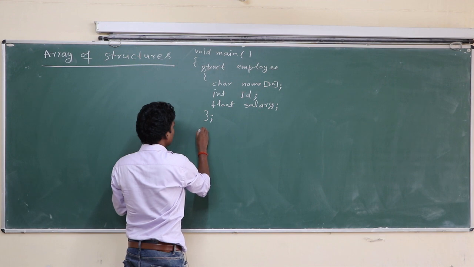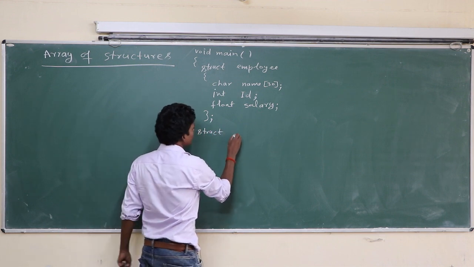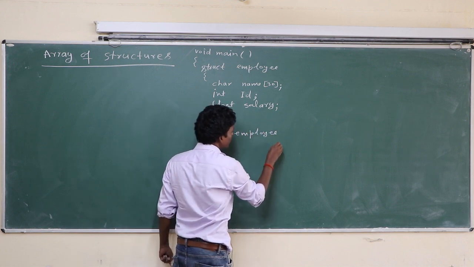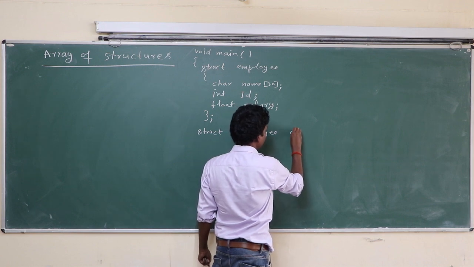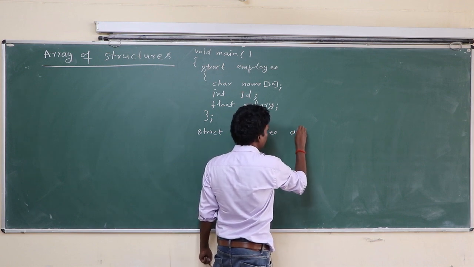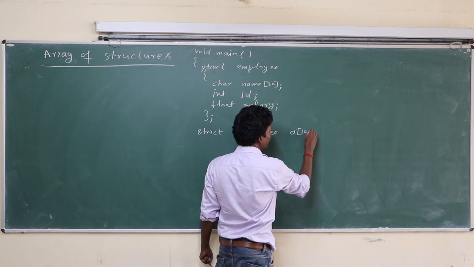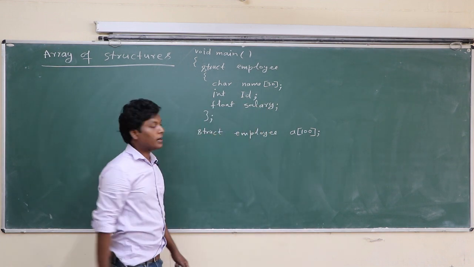Now struct employee, here A is a variable. Now we make it an array of 100 elements. Okay class, array of 100 elements.